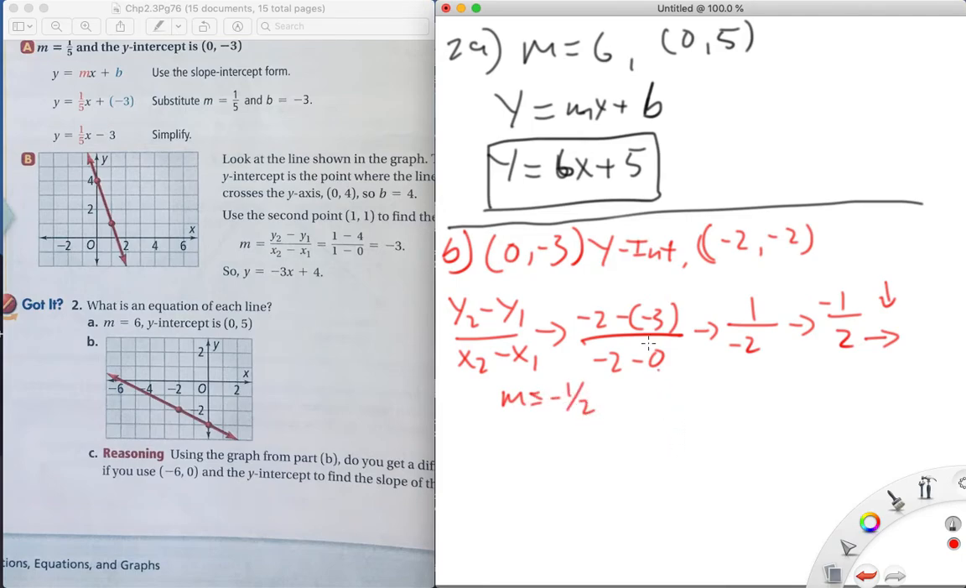And then the y-intercept is given to me. Remember, the y-intercept is y when x is 0. So my y-intercept is equal to -3. So when I graph this, it's going to be y equals -1/2 x minus 3.